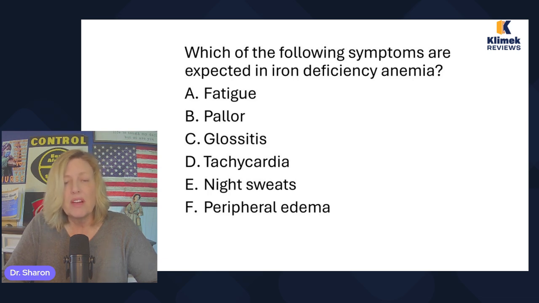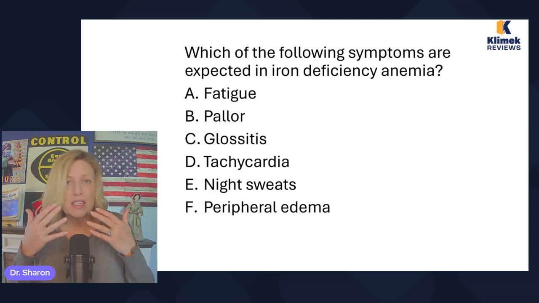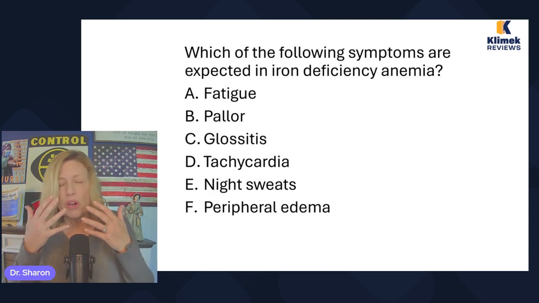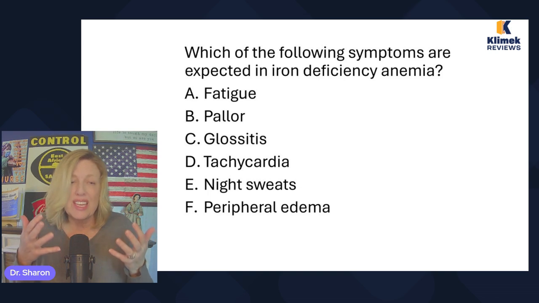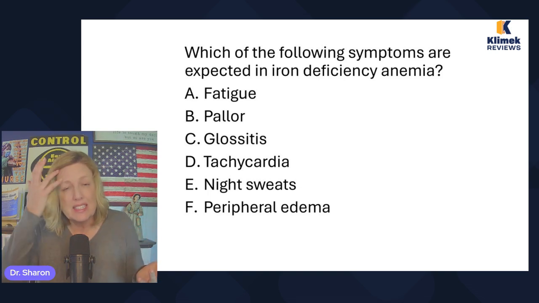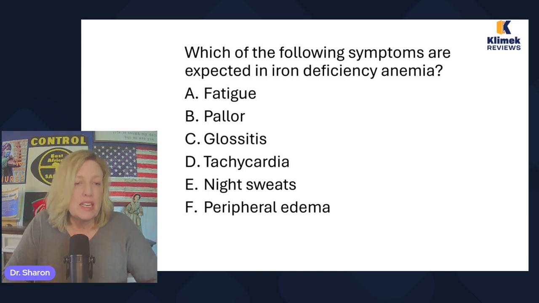Glossitis is a symptom of iron deficiency anemia. Glossitis, itis, is inflammation. It's actually an inflammation of the tongue. It gets kind of beefy red, more red and inflamed than usual. That actually is, you just have to memorize it, I guess, a symptom of iron deficiency anemia.